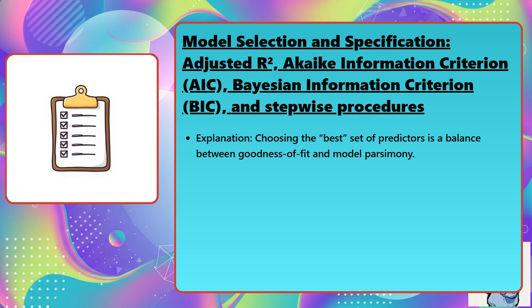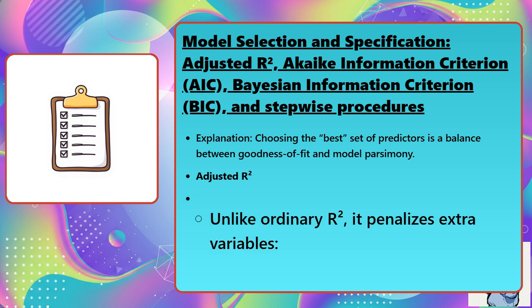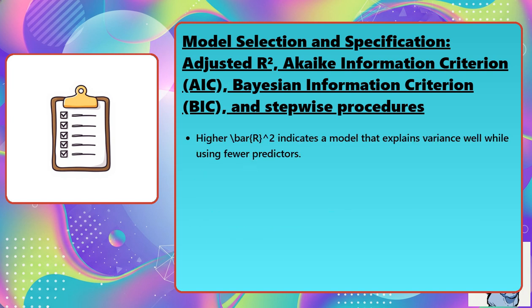Explanation: choosing the best set of predictors is a balance between goodness of fit and model parsimony. Adjusted R-squared, unlike ordinary R-squared, penalizes extra variables. R bar squared equals 1 minus the fraction (1 minus R squared) times (n minus 1) over (n minus k minus 1). Higher R bar squared indicates a model that explains variance well while using fewer predictors.